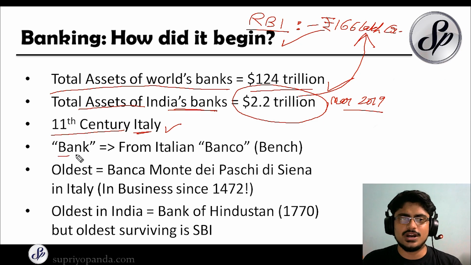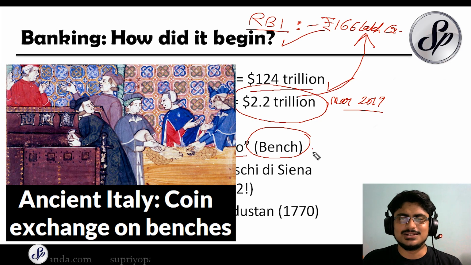And the word bank is actually derived from the Italian word banco, and this means bench. Now why bench? The word bench is used because in the 11th century Italian towns, they used to sit at a bench, and that is how they used to transact. So they would be sitting on a bench and transacting their money, and that is where the word bank came from, the Italian word banco.